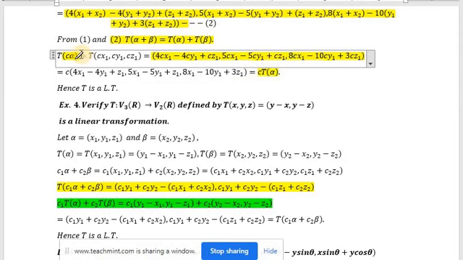See, we took T of C alpha and we proved that it is equal to C into T alpha. Hence both the conditions of the linear transformation have been satisfied. Therefore, T is a linear transformation.